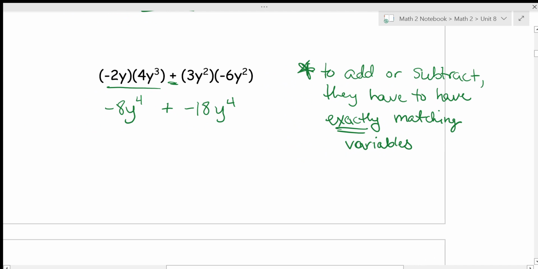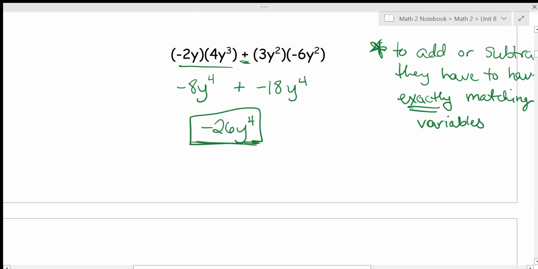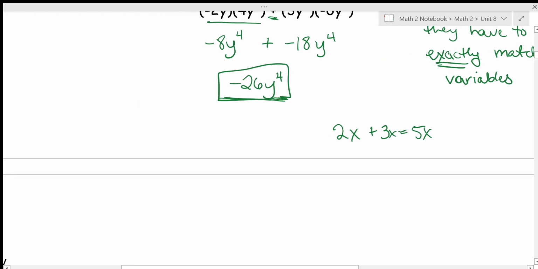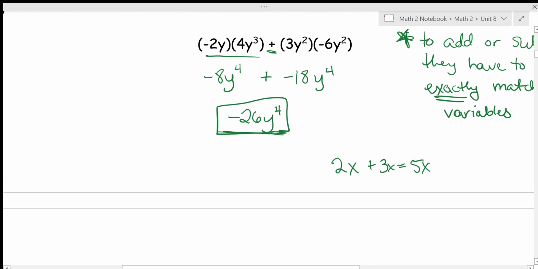So in this one, we have 2 y to the fourth terms, so we can go negative 8 minus 18, and that is negative 26, and then our variable does not change, right? When we're adding or subtracting, if they are like variables, the variable doesn't change. And we know that, right? 2x plus 3x is 5x, not 5x squared.